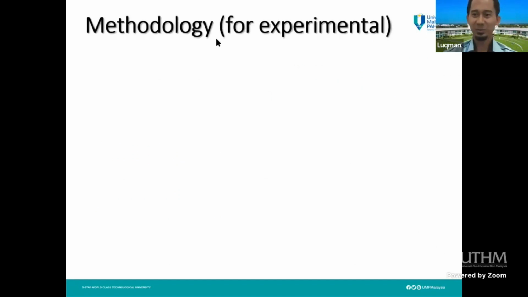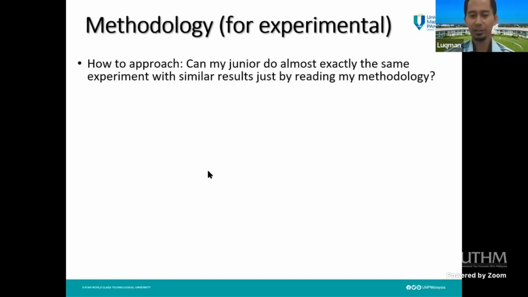Alright, in terms of methodology, in particular for experimental, I was an experimental researcher during my PhD. Just go briefly, I think all of you can. For my students, usually what I say is, if I give your thesis to a junior, can he do exactly the same experiment as you? Meaning your methodology is as detailed as possible, to the point that he can imitate what you did before.